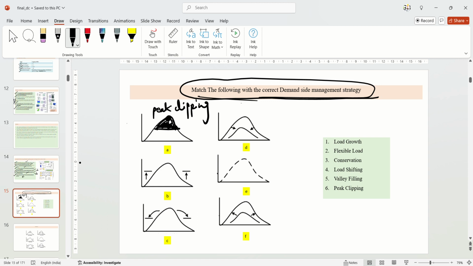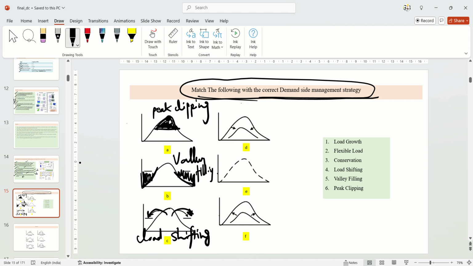Okay, so B, if you can see, B is actually valley filling. Means this is a valley which is there, and this is also one of the valleys. So you are just filling up this valley. Okay, so the second is valley filling. Third, if you can see, it's load shifting. Okay, because you are shifting the load from here to here, here to here. So this is simply load shifting.